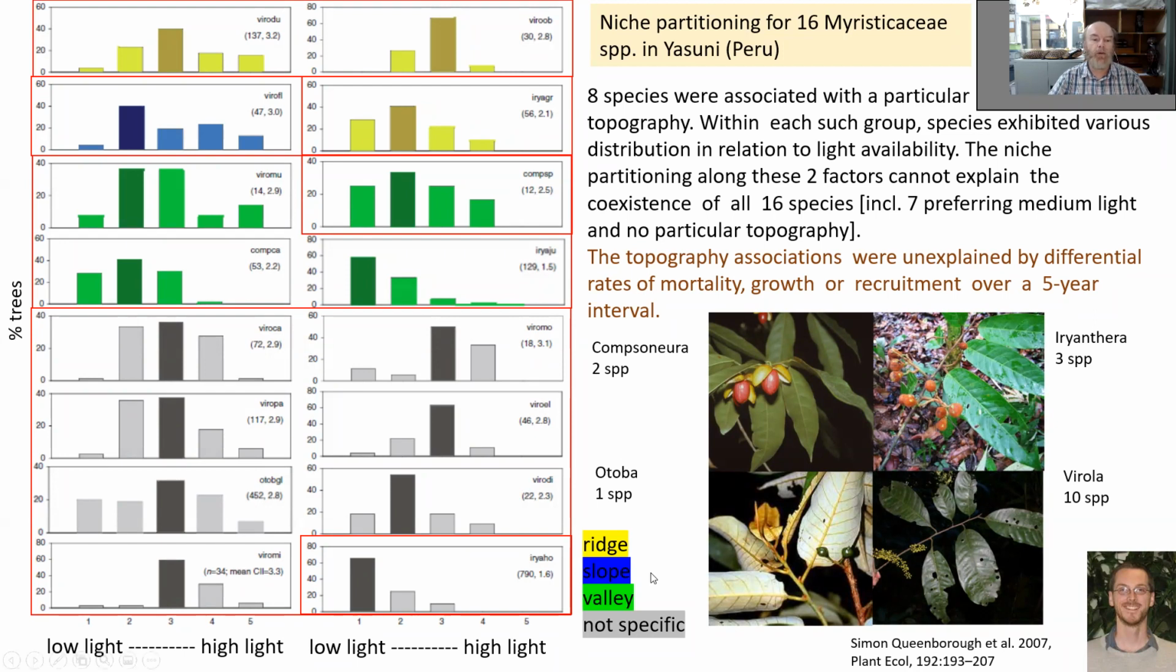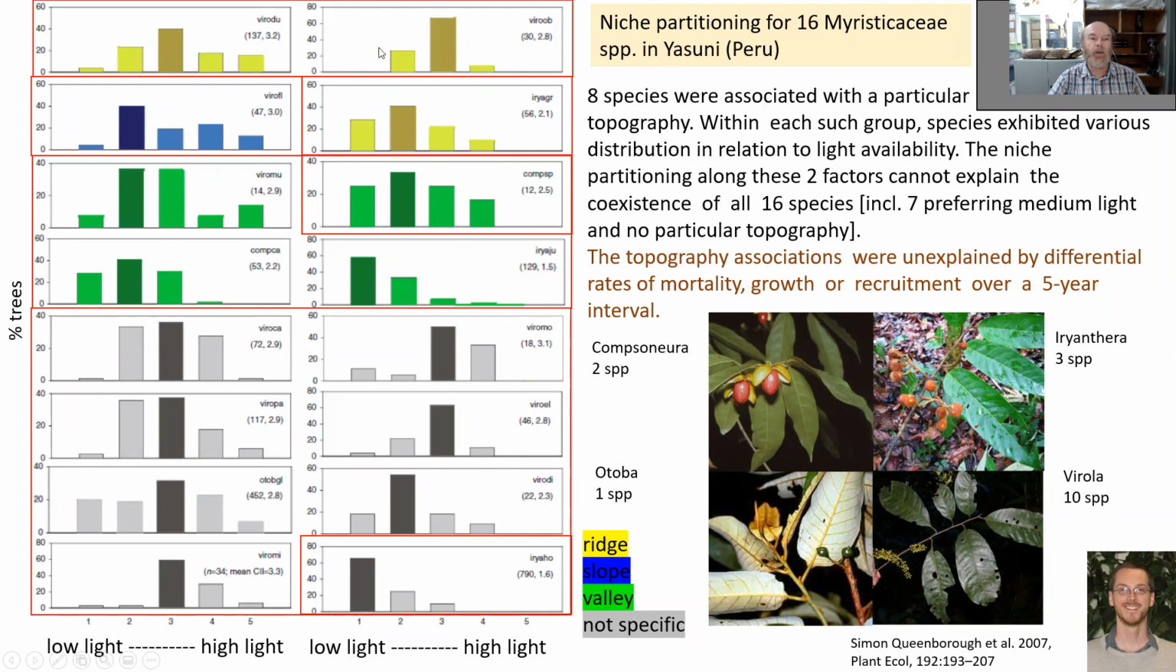Light availability was classified by 5 degrees. So this is example of 5 stages along the gradient. And the topography was, you have it here, 4 different stages: ridges, slopes, valleys, and then there were species which were indiscriminate. So you had 3 different topography features and 4 groups of species.